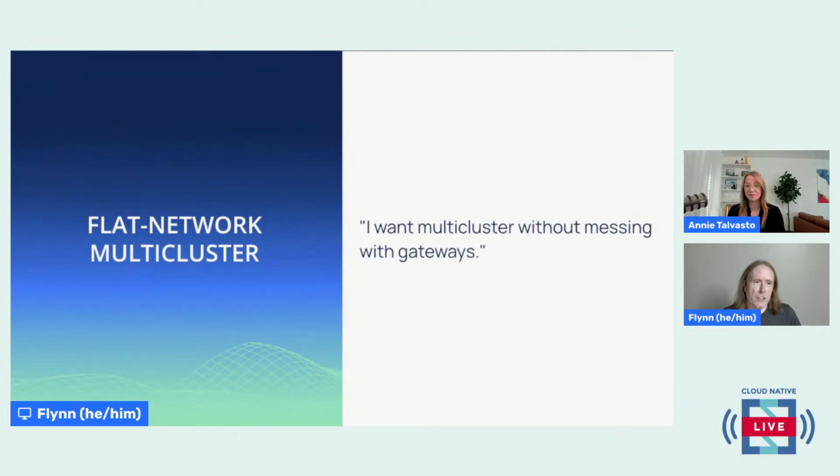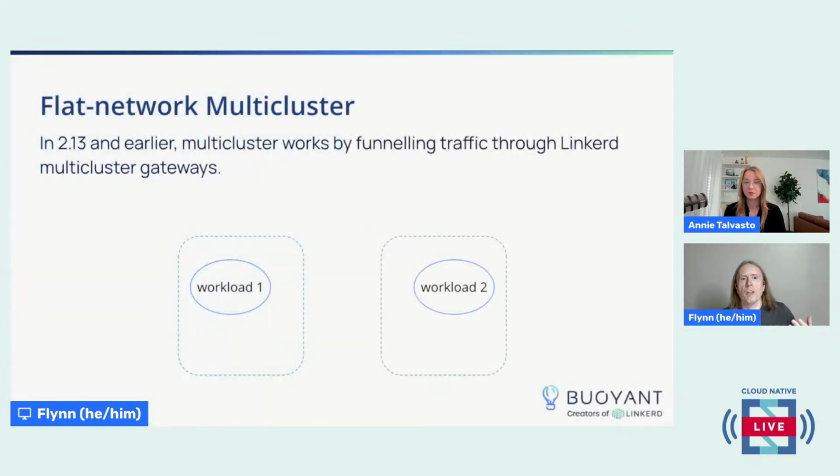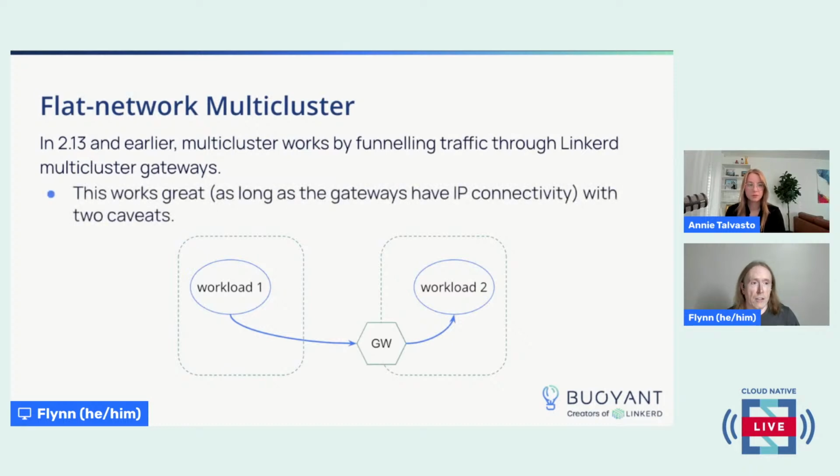Flat network multi-cluster. If you're familiar with multi-cluster from 2.13, the way that worked was that it would funnel traffic from the workload in one cluster through a gateway in the other cluster to the workload in the other cluster, right? And this worked really well as long as you have IP connectivity between the cluster and the gateway and such. But it does have two caveats.